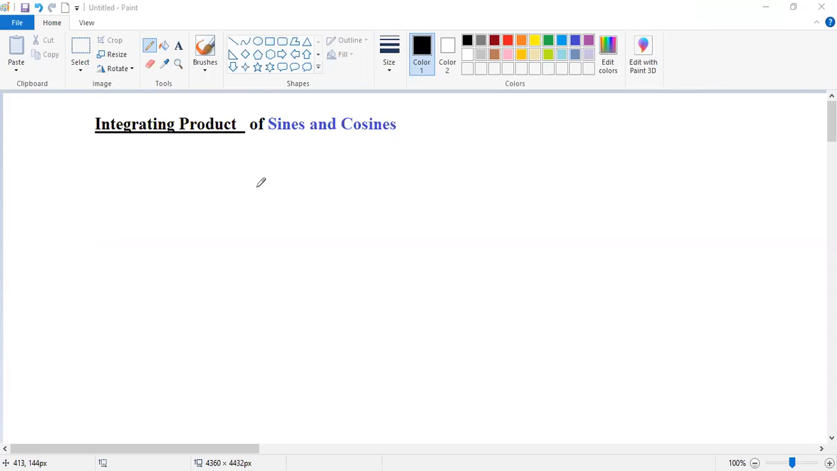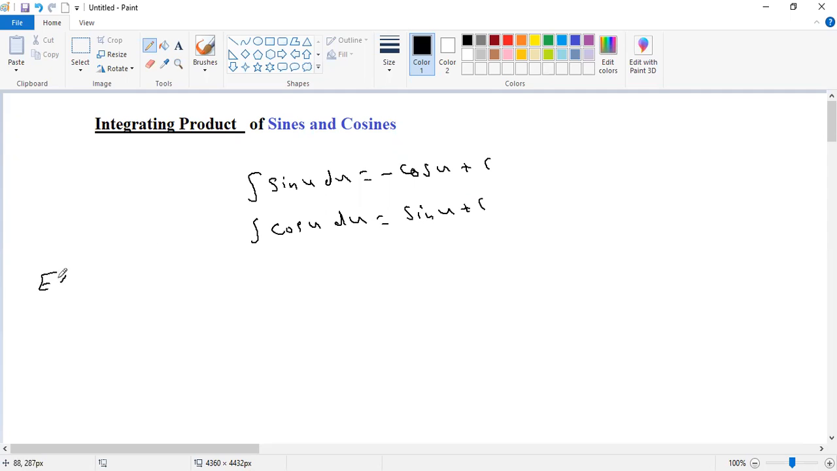First, the integral of sine u du is equal to minus cosine u plus c, because the derivative of cosine is minus sine, and there is a minus, so it will be sine. And the integral of cosine u du is equal to sine u plus c, because the derivative of sine is cosine.